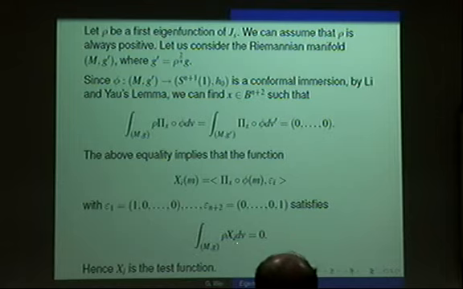So here, we know that rho is the first eigenfunction of the Jacobi operator. The rho, the capital Xi, equals this one. This equation means that the first eigenfunction of the Jacobi operator and the capital Xi are orthogonal. So from the minimax principle, we know that Xi is a test function. So we found the test function, the capital Xi.